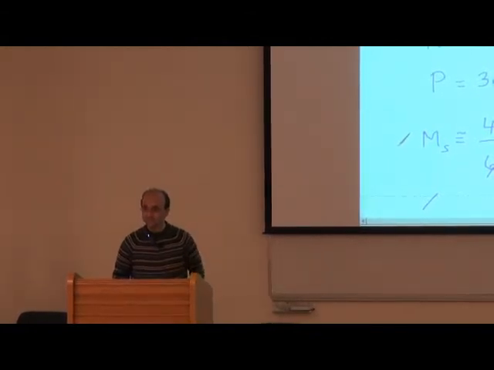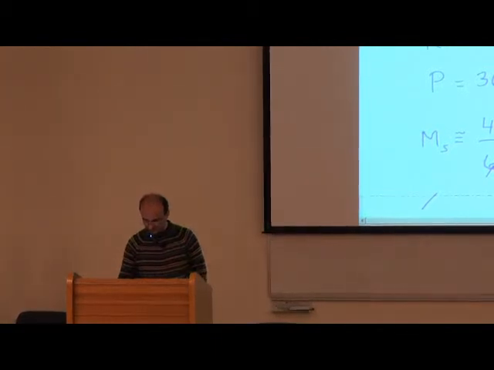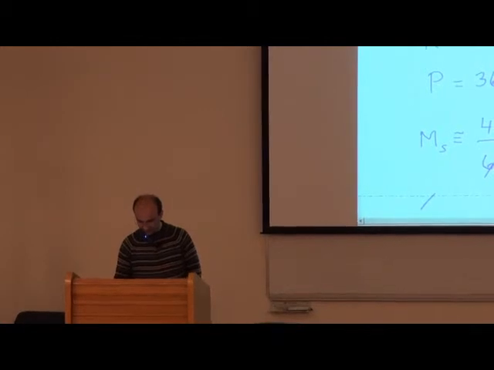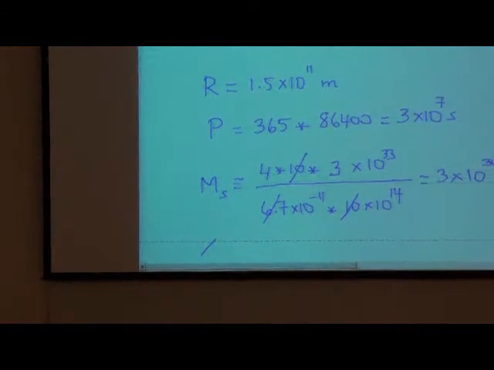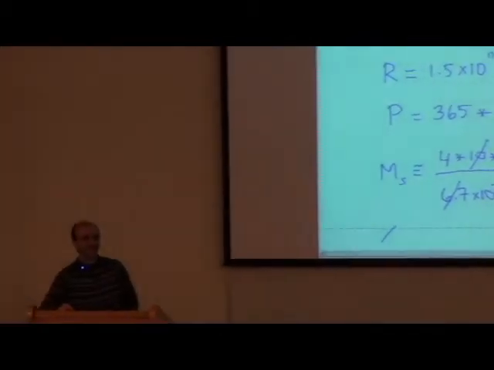3 times 10 to the 33. It's even closer to 2 times 10 to the 30. 1.5 cubed is around 3. Oh, okay. 1.5 cubed is okay, but that's even better. Okay, well, it's the exact number. So why don't we just assume that it's a circular path?